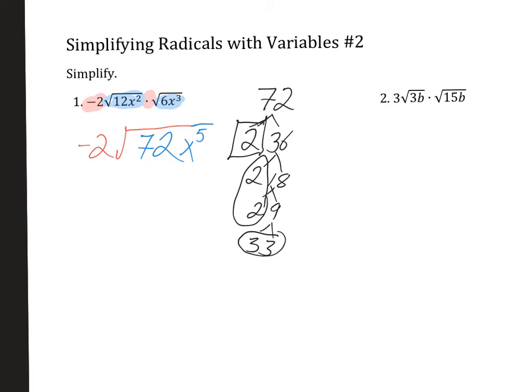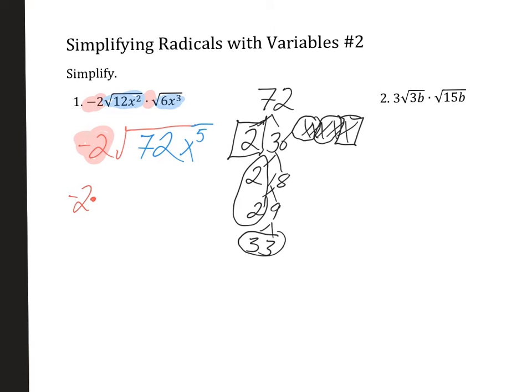Now I'm going to write how many x's that I have. So 1, 2, 3, 4, 5. I'm going to circle my pairs of x's. So that's 1, that's 2, and that is what's left over. So now everyone sees this 2, right? We're going to write that 2 first. So we have -2 times.